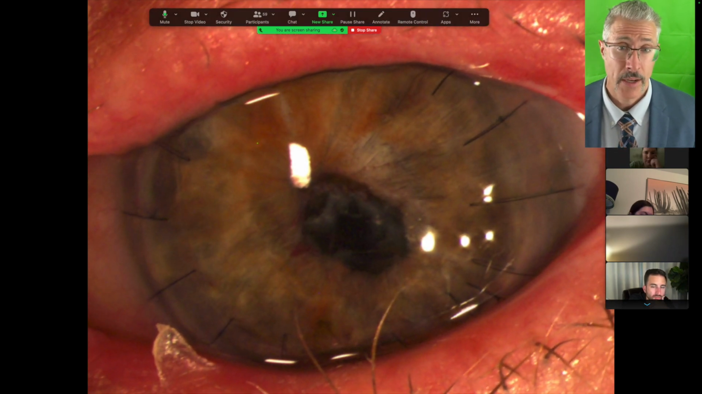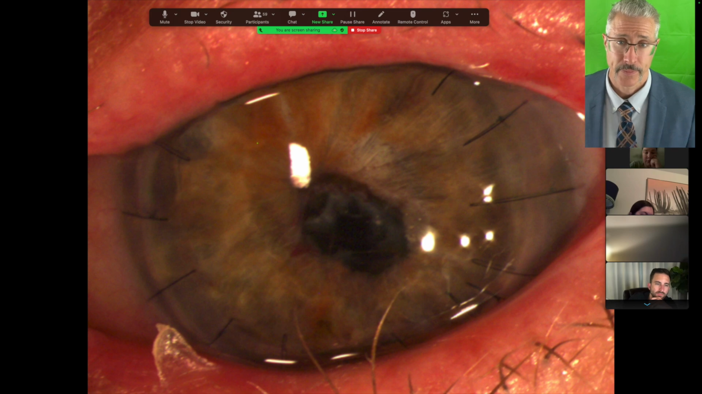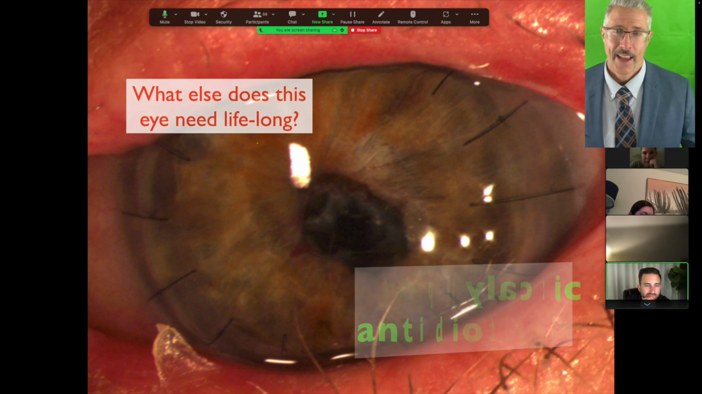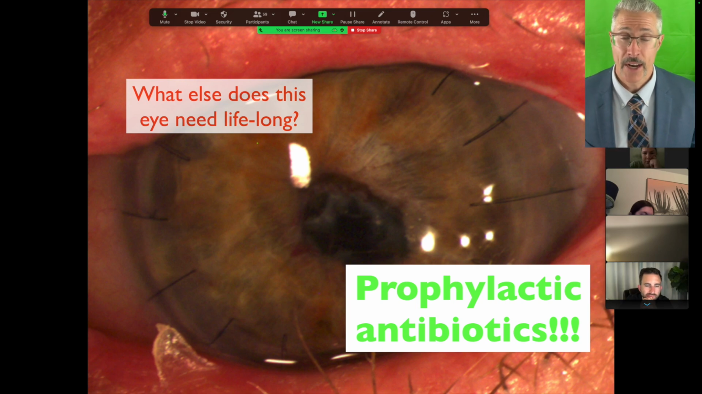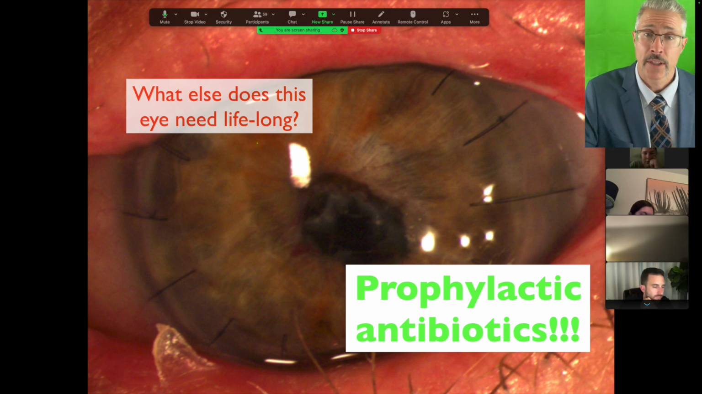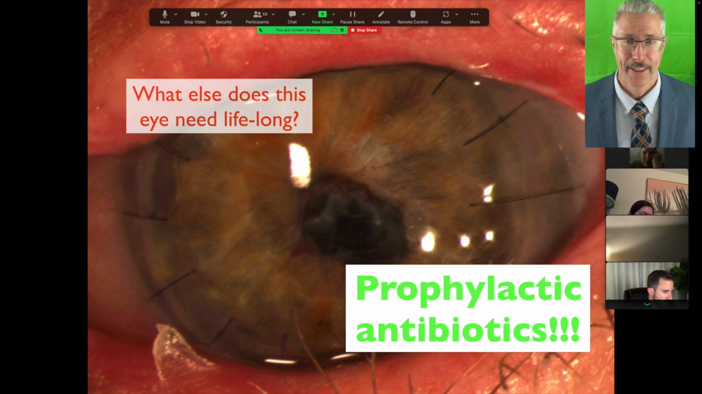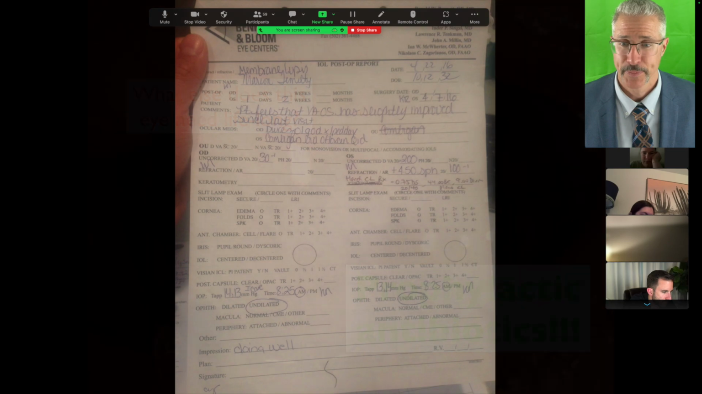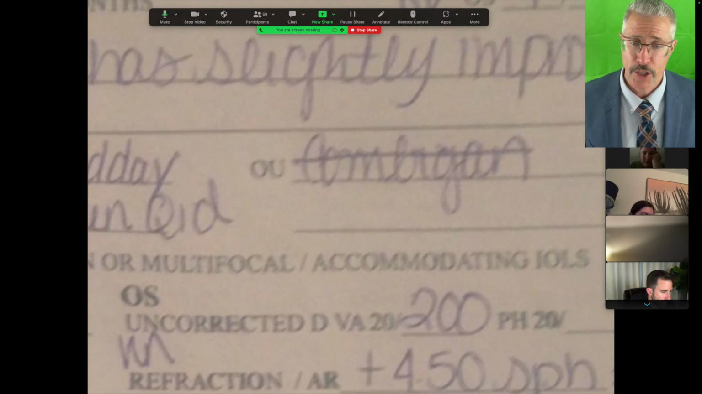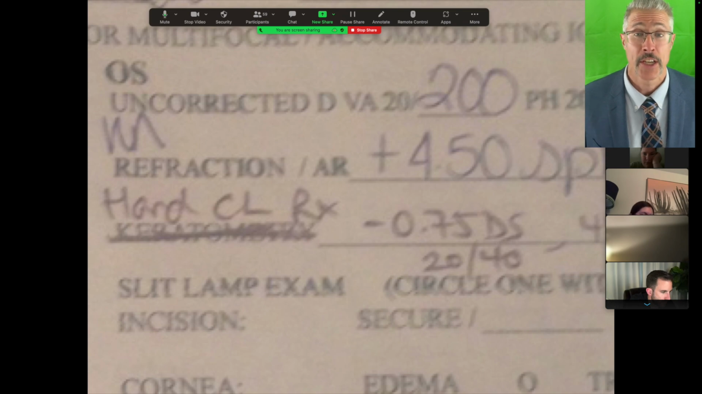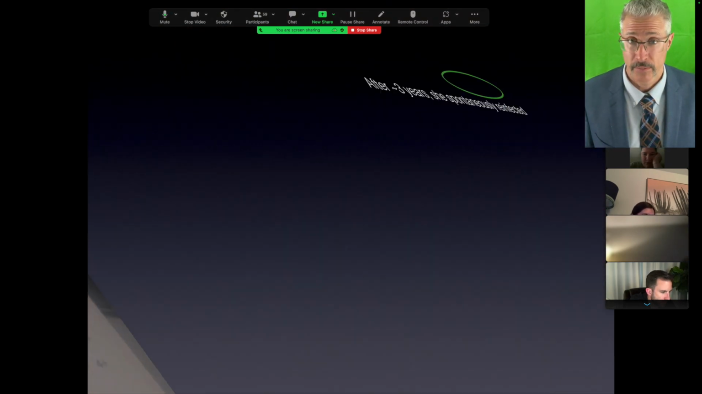Because she's spontaneously infected. Antibiotics. Attaboy. Antibiotics forever. Anyone who, K-pros can infect, they need antibiotics forever. Anyone who just infects out of the blue is someone who can infect. So they need antibiotics forever. And she actually hit 20/40. She was 20/200 uncorrected. And then with an RGP, hit 20/40, which was pretty good for what she's been through.